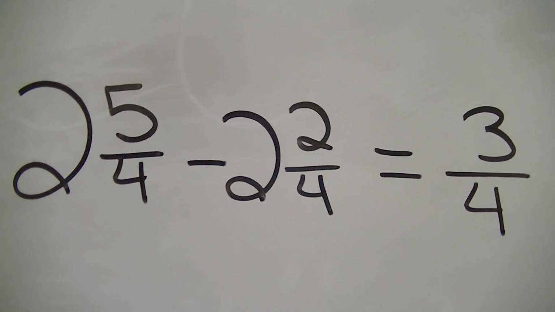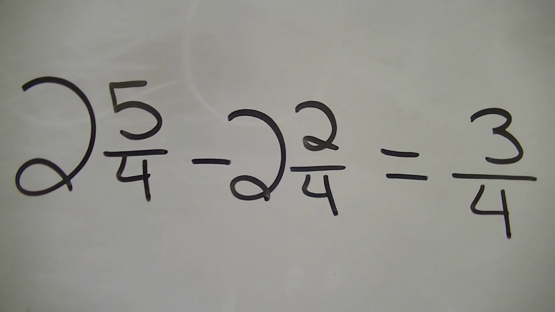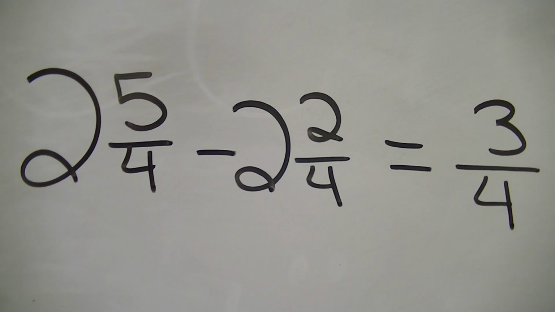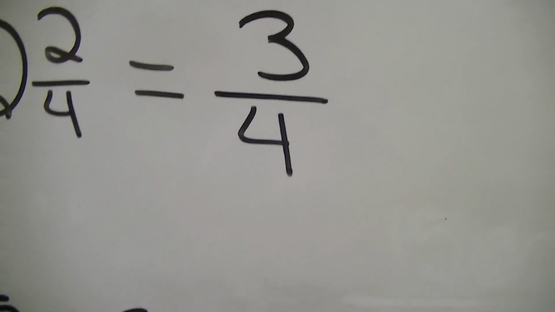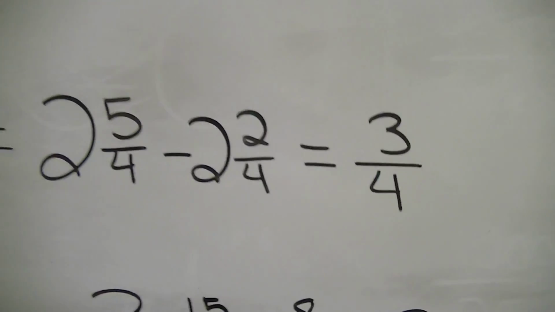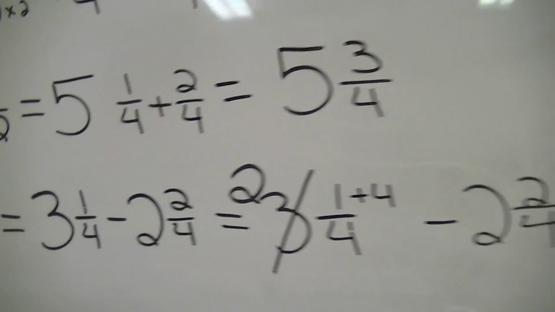Our 2 minus 2 goes away, so we don't have a whole number in front anymore, right? We're just gonna look at 5 minus 2 on the top. That gives us 3, and our bottom number stays the same, which is 4ths. So in this case, our answer is 3/4. A little different from the answer we had last time, right? A lot smaller because we're doing subtraction.